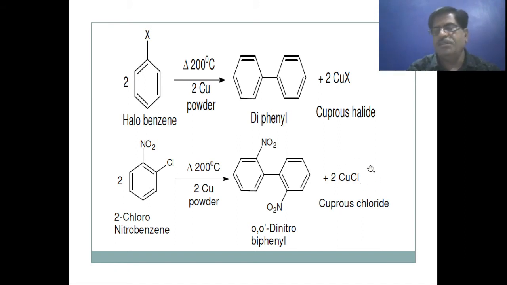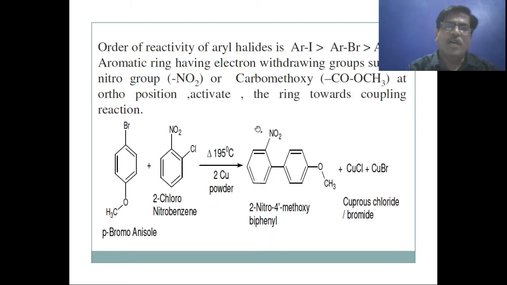Now the order of reactivity of aryl halide is: aryl iodide is greater than aryl bromide, which is greater than aryl chloride. An aromatic ring having electron withdrawing groups, such as a nitro group or carbomethoxy, which is an ester group, at the ortho position activates the ring towards the coupling reaction.